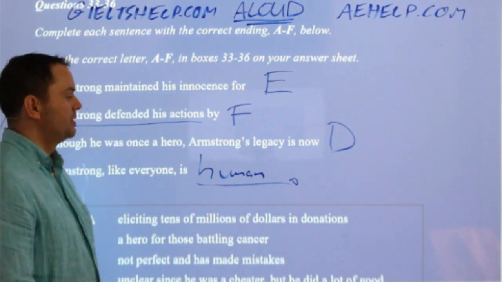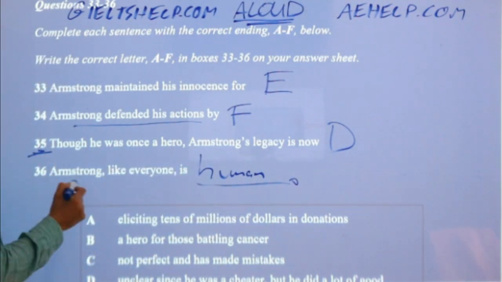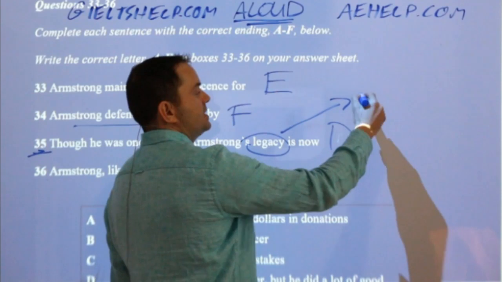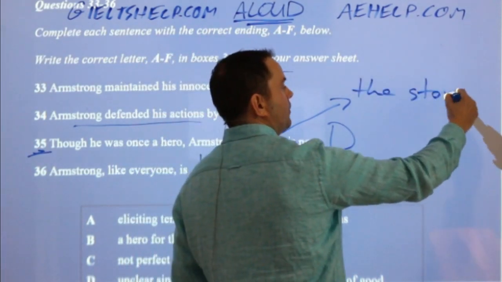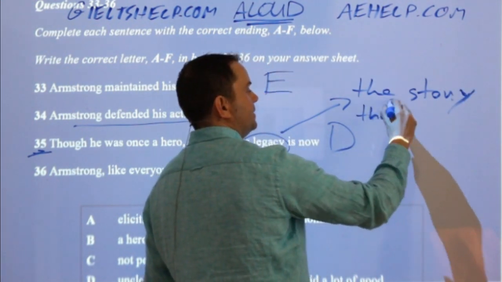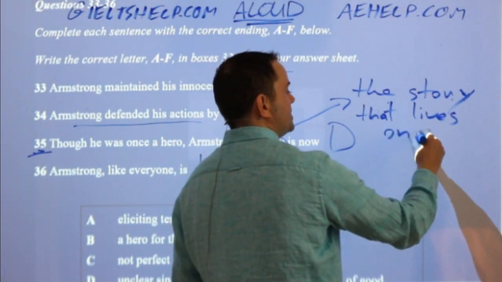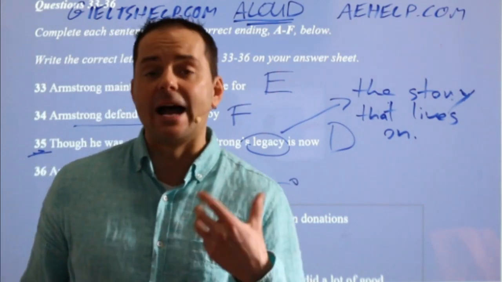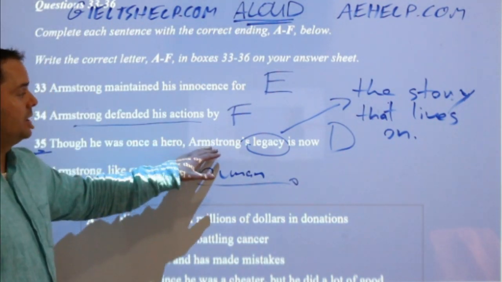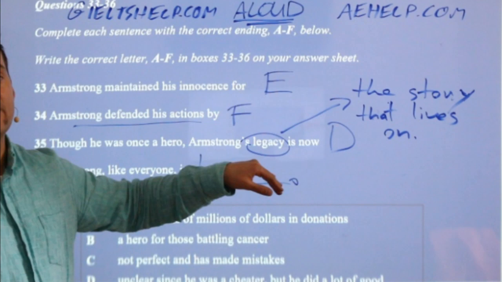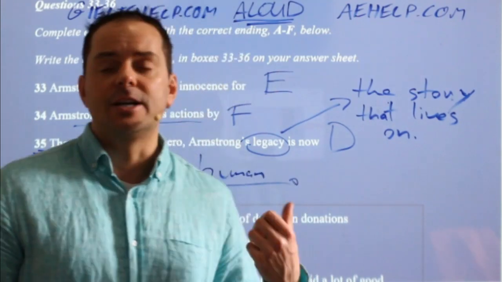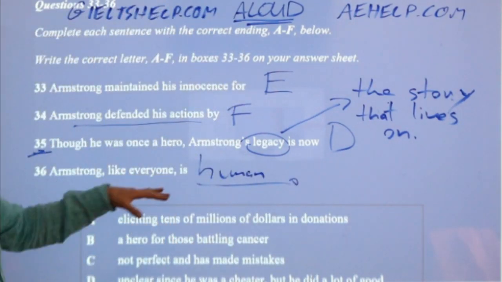Amandeep says you're confused a little bit. Amandeep, I think you're confused by number 35. Legacy means his story that lives on, okay? So legacy means the story that lives on. That's your legacy. Okay, your legacy is what people remember after we die or after we finish our careers. What we remember about Lance Armstrong is that he's a cheater, but we also remember that he is a fighter of cancer, and he's done a lot of good in that. So that's why D makes sense there. I hope that clears it up for you. Human for the last one.